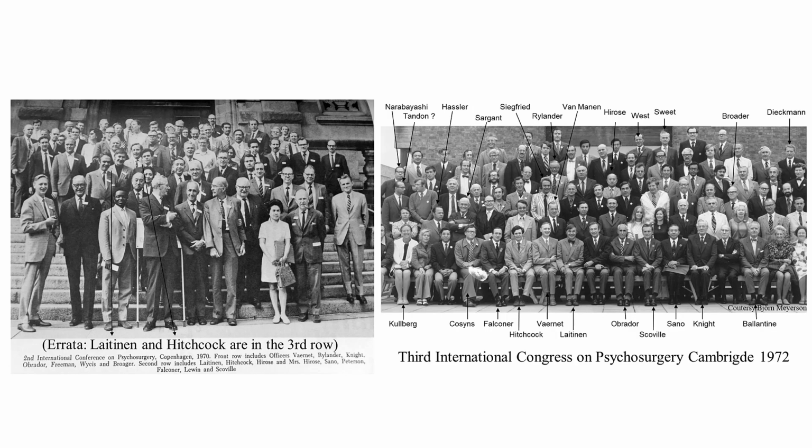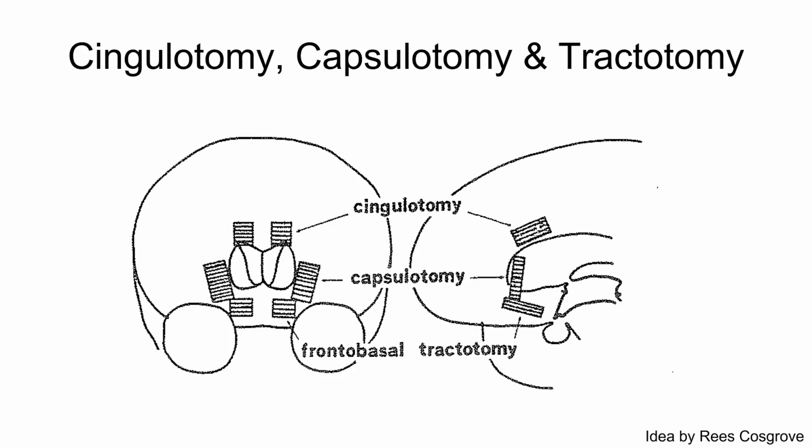And the scientific interest was great, judging from the second and third International Congress on Psychosurgery in Copenhagen and Cambridge, respectively. The most common stereotactic procedures were the cingulotomy, capsulotomy, and to some extent the tractotomy. And it is perhaps not so difficult to understand how these came into existence if one considers that these are all located in the plane where a typical lobotomy would be performed.